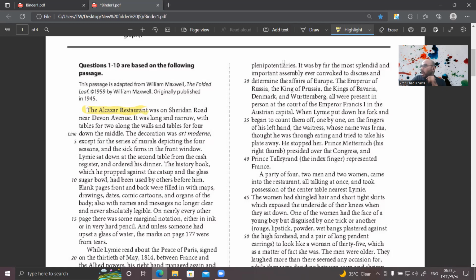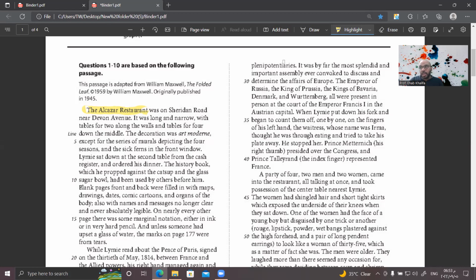What do we see now? The address where the Alcazar restaurant is located. Do we ask questions like where, on SAT? No. Do I ask you where Alcazar restaurant is located? Never. You will never find such trivial questions on SAT. So the address is not important. Was on Sheridan Road is not important at all. Near Devon Avenue, I go on describing the address. Pay attention: it was long and narrow with tables. What do I have now? Description of the restaurant, not important at all.